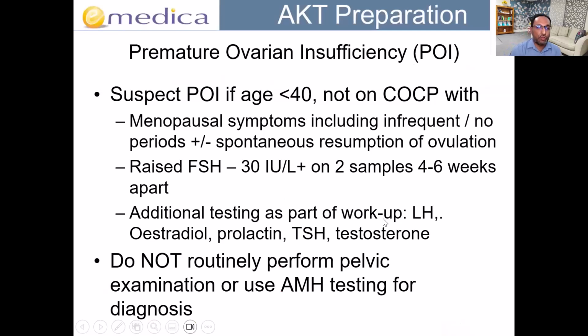So when to suspect premature ovarian insufficiency, also known as premature ovarian failure: under 40, not on the pill, with menopausal symptoms, and that could be changes with the periods, or some of the other symptoms. And then in terms of testing, the FSH is raised. The threshold you're looking for is 30 international units per litre on 2 different samples at least 4 weeks apart. Other things that you might do as part of the workup: LH, estradiol, prolactin, thyroid, testosterone. But the guideline specifically says not to routinely do a pelvic examination and not to use AMH testing to diagnose.